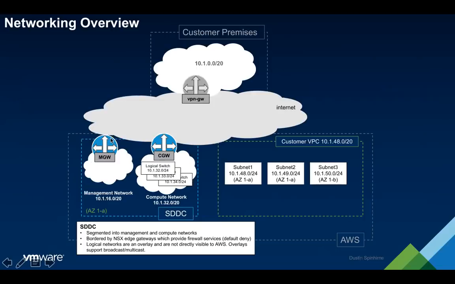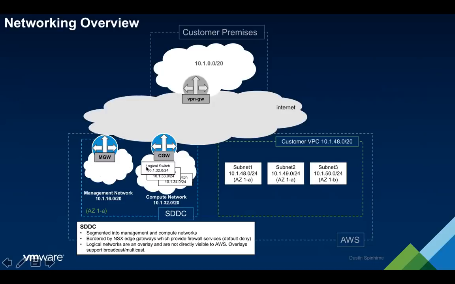Now, each of these networks is bordered by an NSX edge gateway. So we've got the MGW and CGW respectively. And so these devices are acting as, number one, north-south routers for their respective environments, but they're also acting as firewalls. And so the firewall policy, by the way, is default deny. So even though these things are connected to the public internet, they have public IPs on them, there's a default deny policy on there so that nobody can actually connect, and it's locked down.